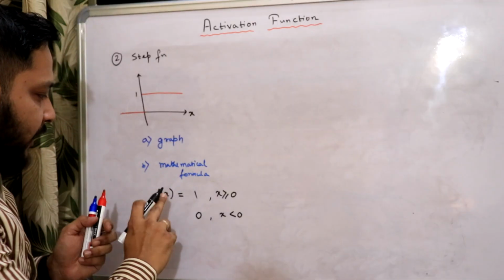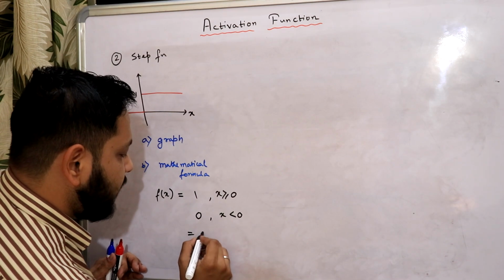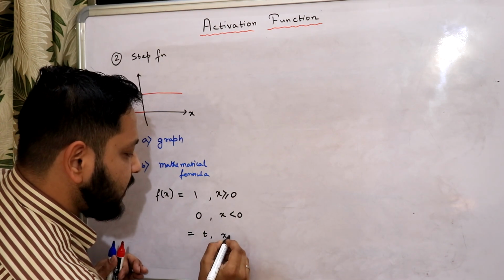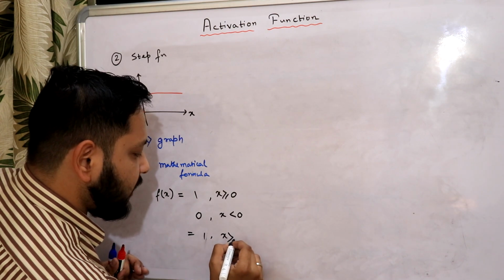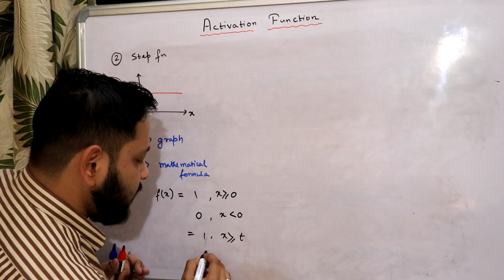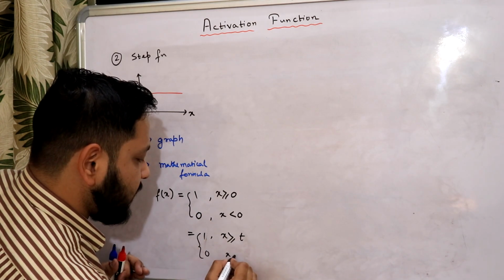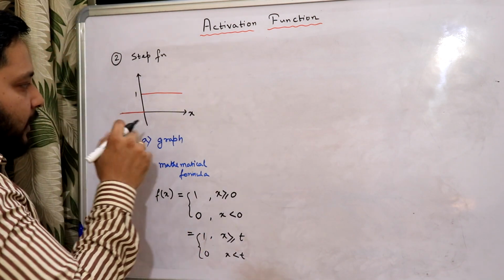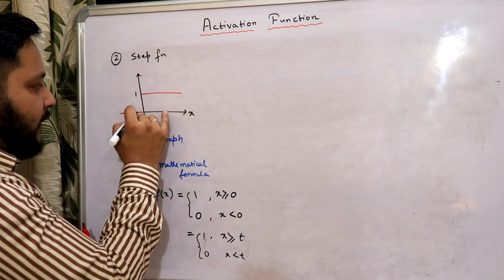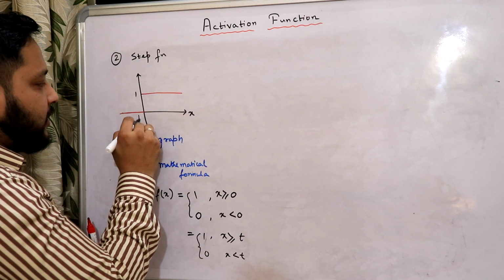We can also write this in terms of a threshold. Instead of 0, we can write t: f(x) = 1 when x is greater than or equal to t, or 0 when x is less than t. Here t is the threshold; it can be 0, or you can treat it as t.